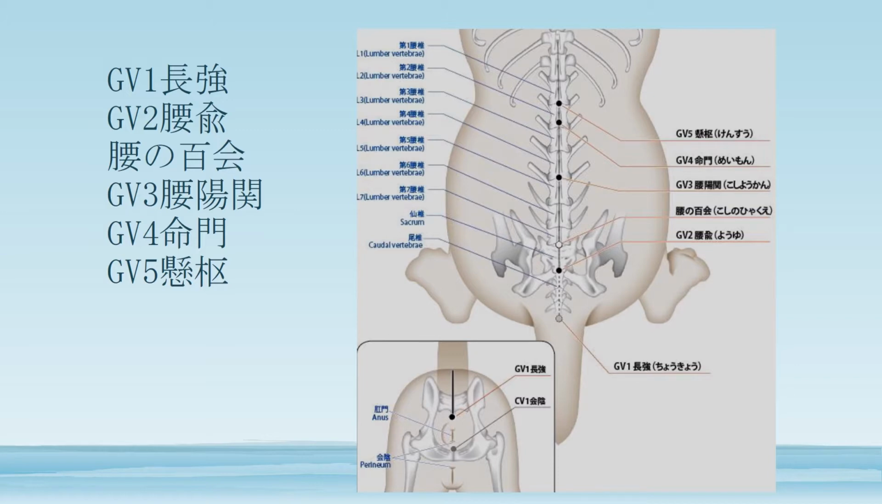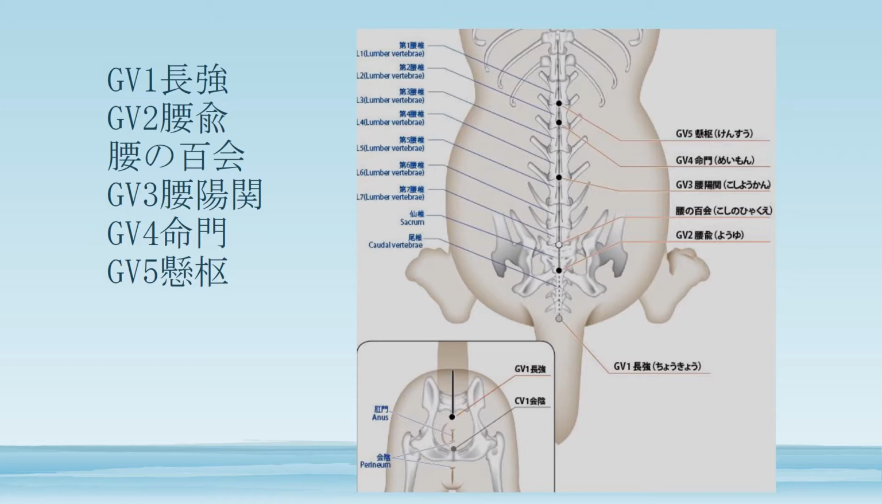First acupoint is GV1. Pick up the tail and it is in between the anus and the base of the tail. Next is GV2. GV2 is on the dorsal midline in the middle of the spine. GV2 is in between the sacral and the caudal vertebra.